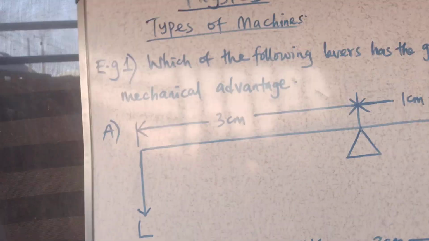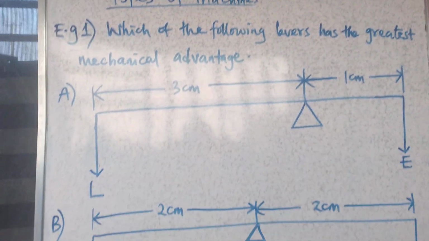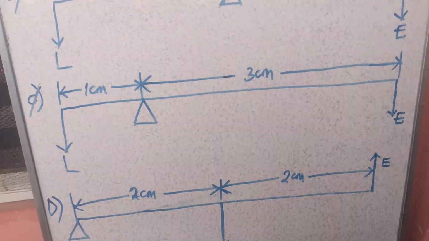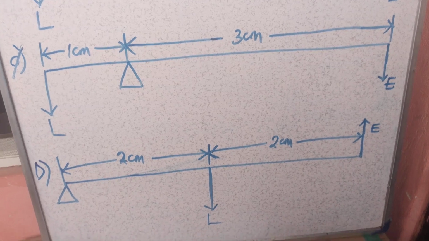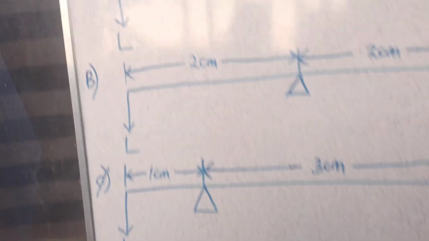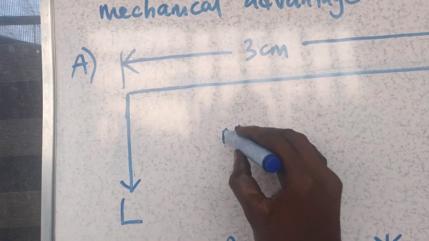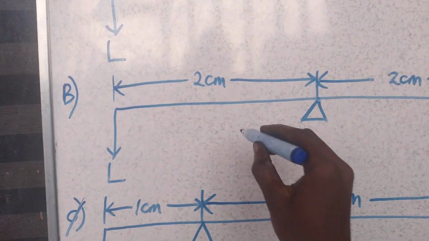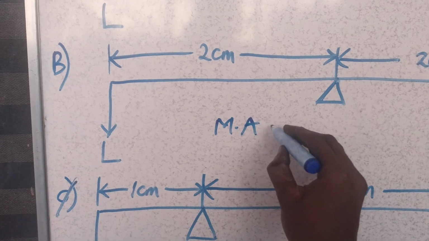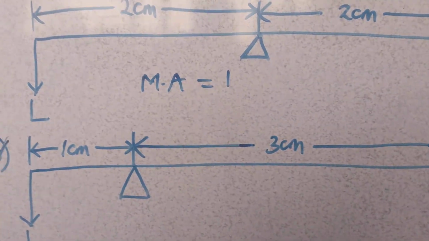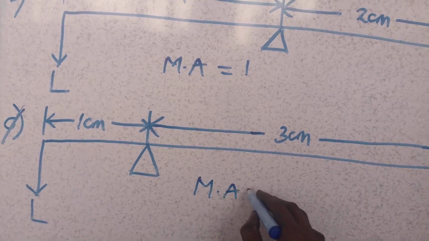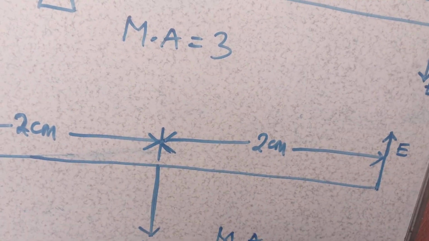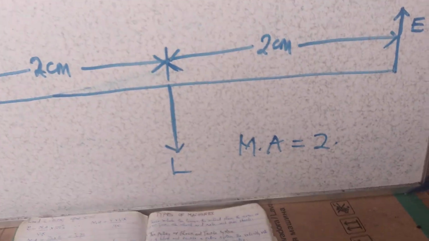So which of the following levers has the greatest mechanical advantage? The answer is option C. Option C has the greatest mechanical advantage, because it gave us a mechanical advantage of 3. This one gave us 0.3. This gave us 1. This one gave us 3. And this has a mechanical advantage of 2.